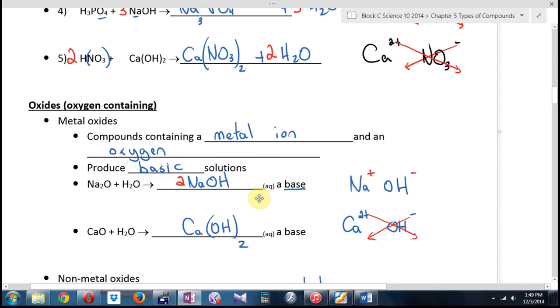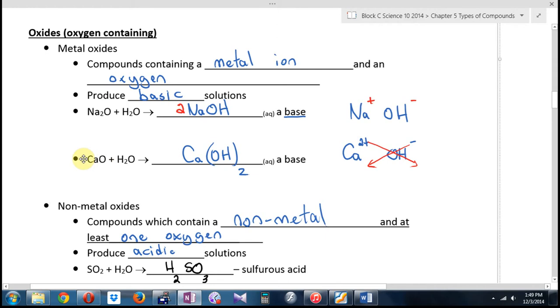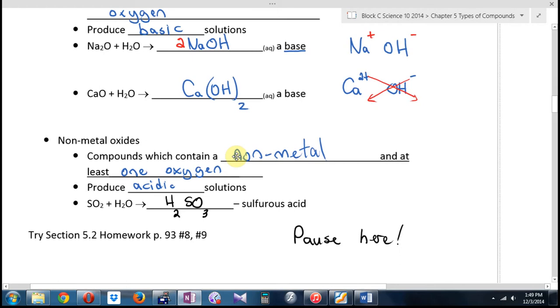Then we talked about an oxide. An oxide contains what it sounds like, oxygen. These are compounds that contain a metal ion and oxygen. They produce basic solutions. So if you mix sodium oxide and water, you're going to get two NaOH, sodium hydroxide. If you mix CaO, calcium oxide, and water, you're going to get calcium hydroxide. We also have nonmetal oxides. Those were chemical compounds that contained oxygen and a nonmetal. Those produced acids. And this is what we're going to pick up.